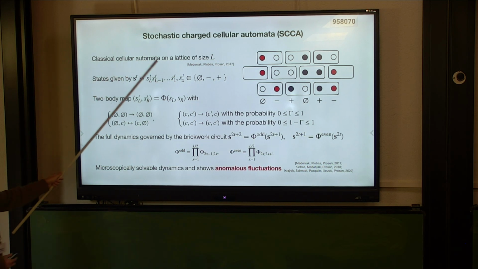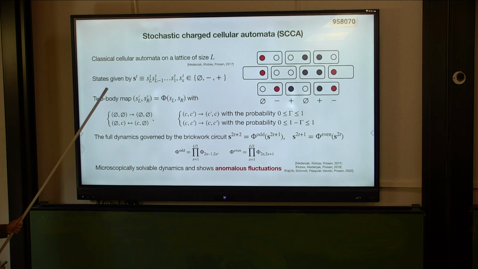These models are defined on a lattice of size L. At every site, you can have three different states: the vacancy, the negative charge, or the positive charge. By gathering all these states at every site, you get a string of states, which gives you the state at a given time t. Now, the way to derive the dynamics is to apply this kind of two-body map at every pair of neighboring sites.